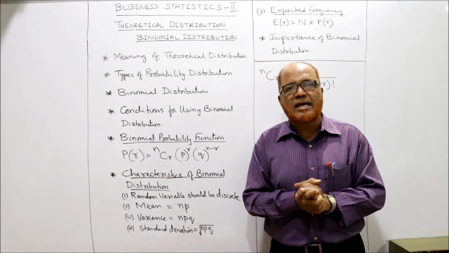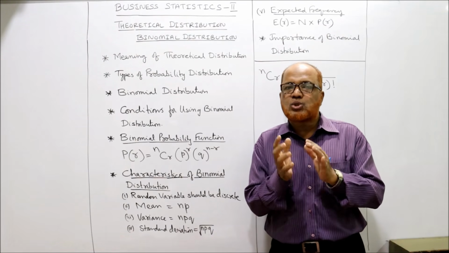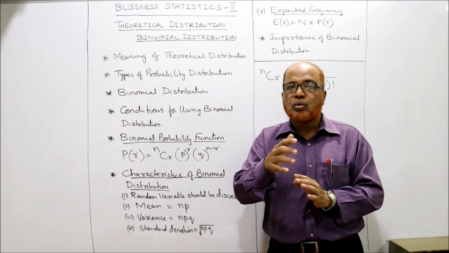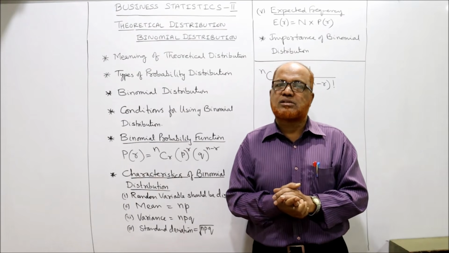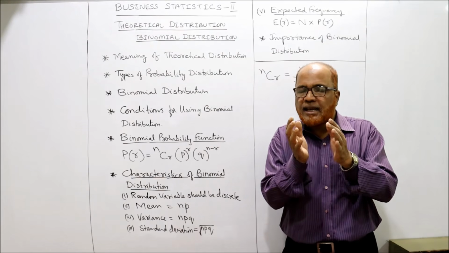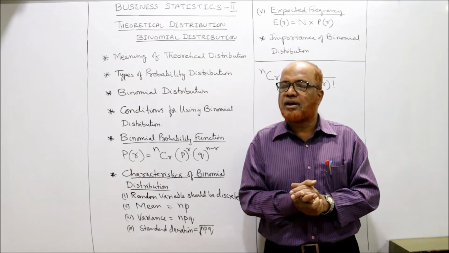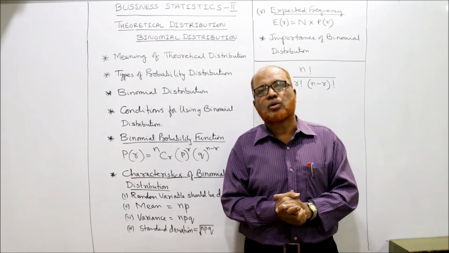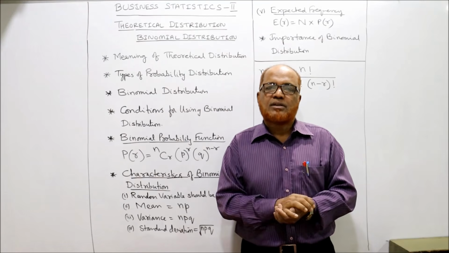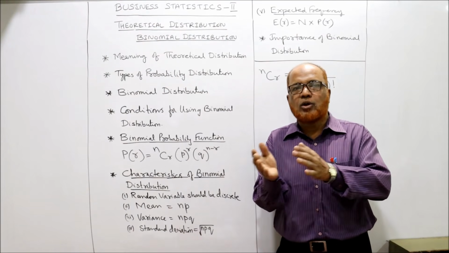Binomial distribution is also known as Bernoulli process because its name is associated with the Swiss mathematician James Bernoulli. He explained how to find out the probability under certain conditions. This Bernoulli process will be applied in an experiment which produces a dichotomous result. Dichotomous means two. The outcome of the experiment should be two. For example, when you throw a coin, you may get a head or you may get a tail.